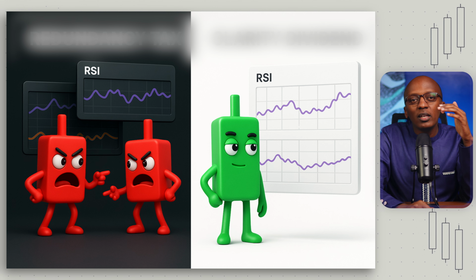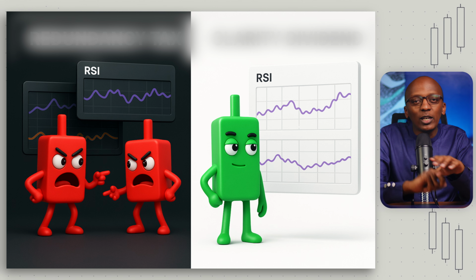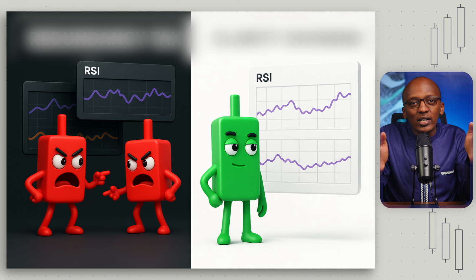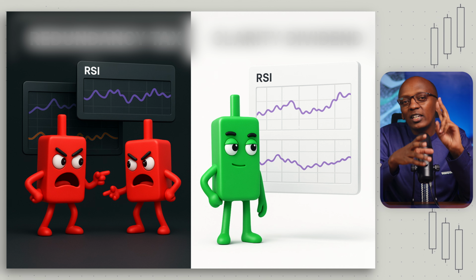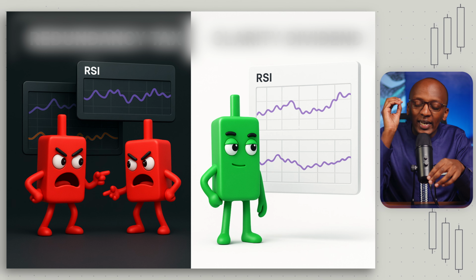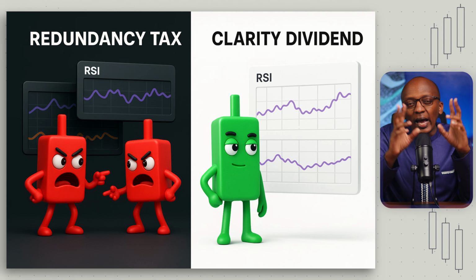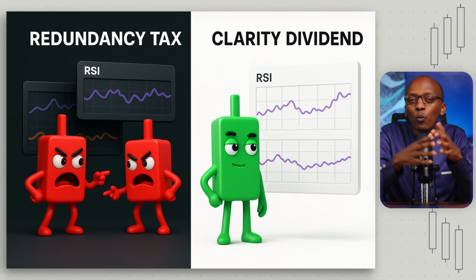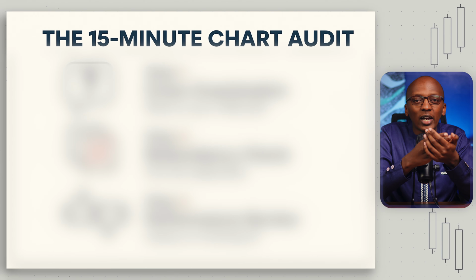When you have both, it's like you've hired 2 people to tell you the time. When their watches are 1 second apart, you are not more certain, you are more confused. You are paying 2 salaries for 1 job and getting less clarity in return. I like to call that a redundancy tax in trading, and you've been paying it with your attention and your capital. So here is how you stop paying that tax.